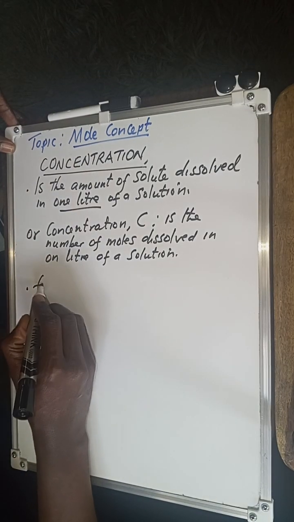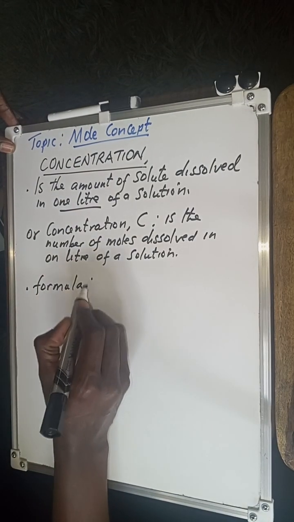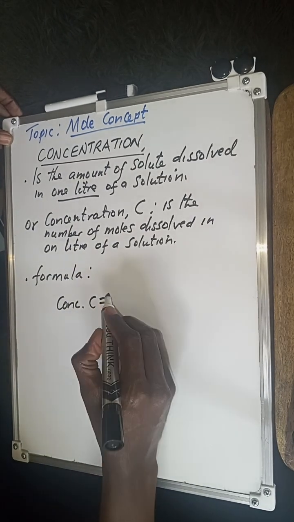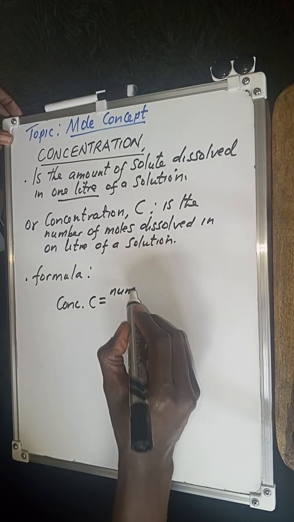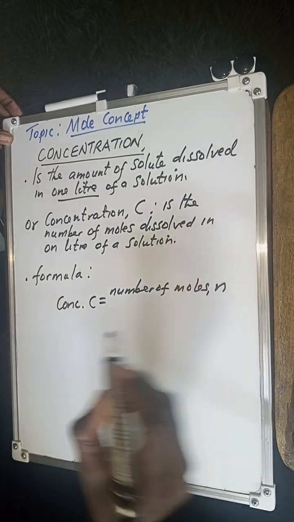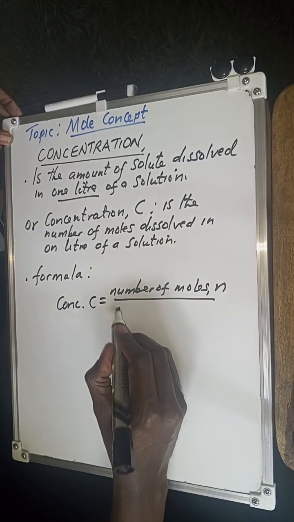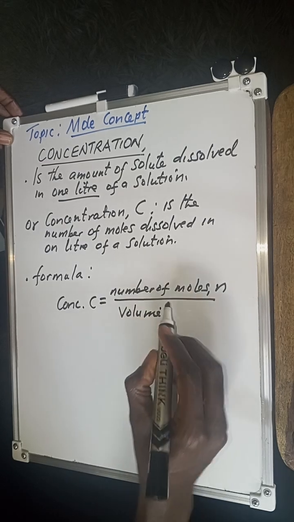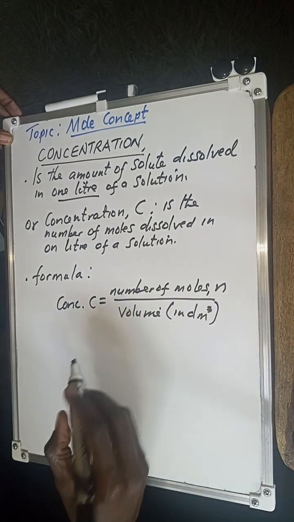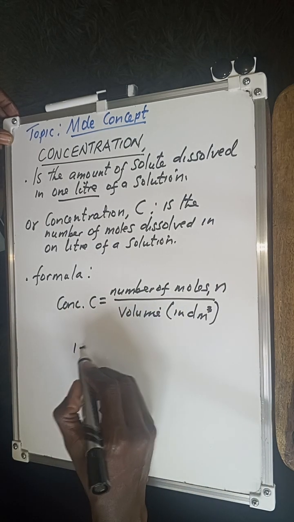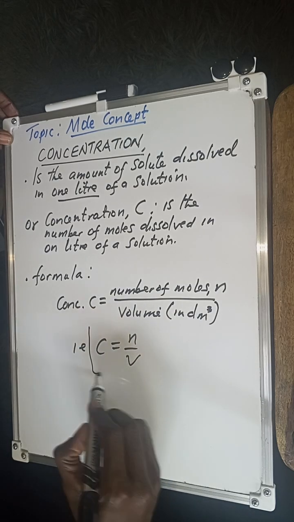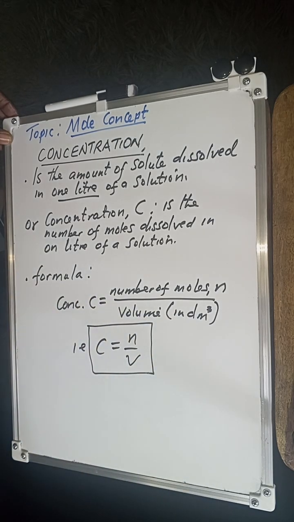Now, what's the formula for concentration that we are going to be using? Concentration C is equal to the number of moles, represented by n, divided by the volume. But remember, the volume is always supposed to be in cubic decimeters. So concentration C is equal to n divided by V. So this is the formula that we apply.